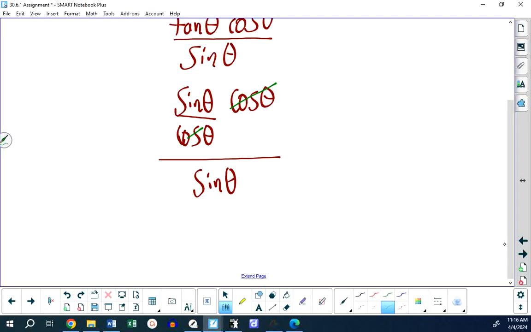So now, I hope everybody recognizes this is sine theta over sine theta. I don't think it hurts on a written response to write that and then to say it's equal to 1. So expression 2 has a value of 1.